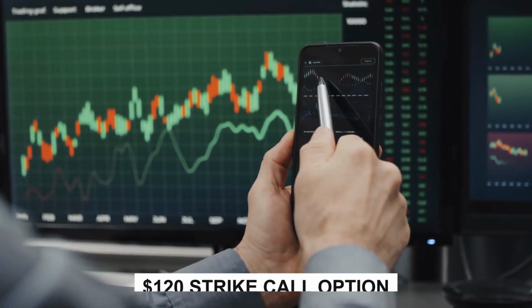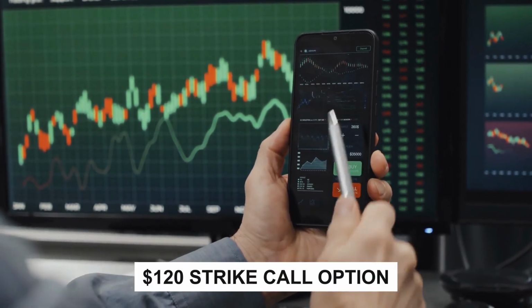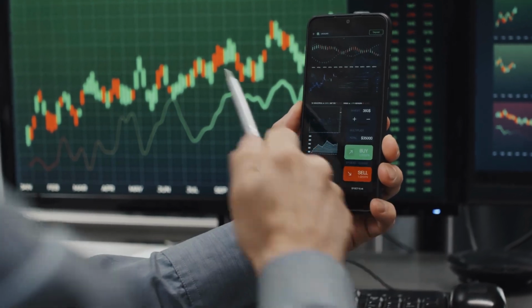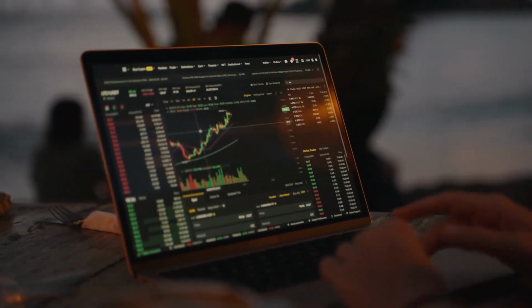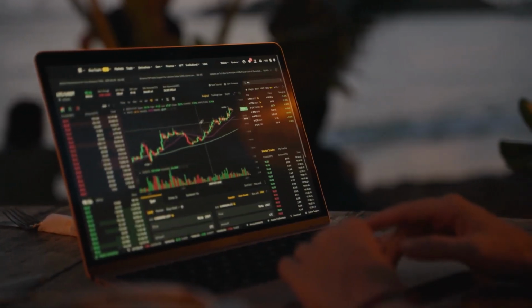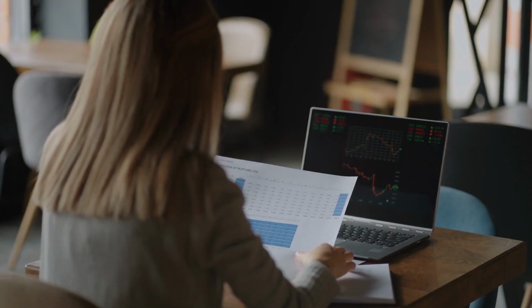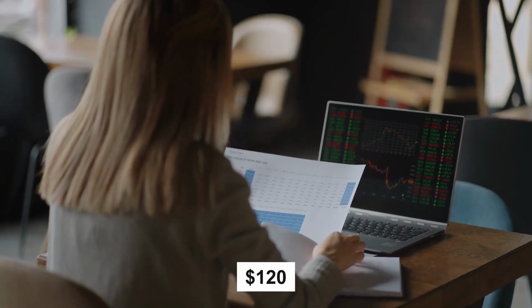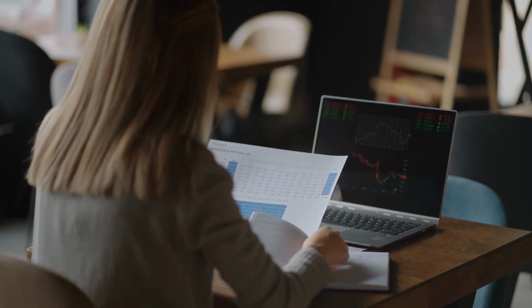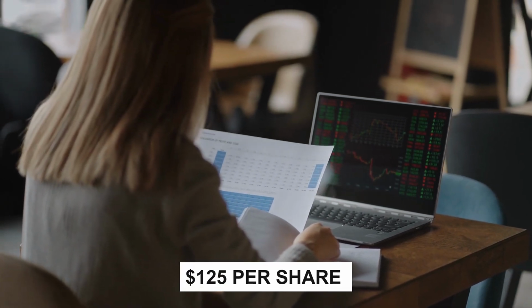Now, let's shift our focus to a completely different example. Imagine you hold the $120 strike call option on stock XYZ. Unlike before, you don't own any stock. You solely possess the call option. This call option grants you the right to buy shares of XYZ stock at the strike price of $120. Let's say the stock's current market price is $125 per share.